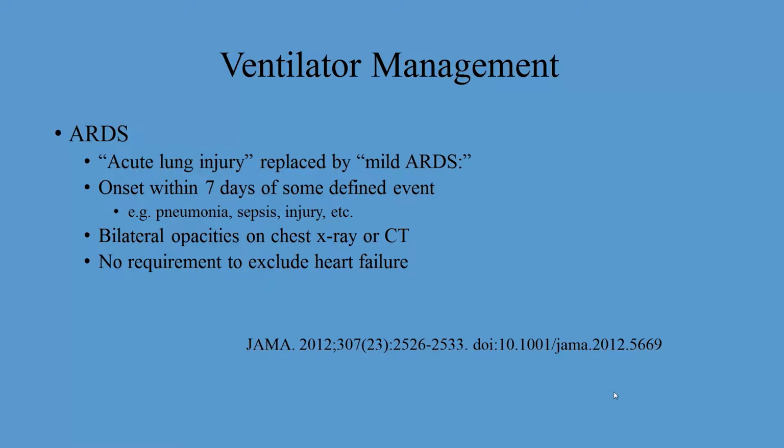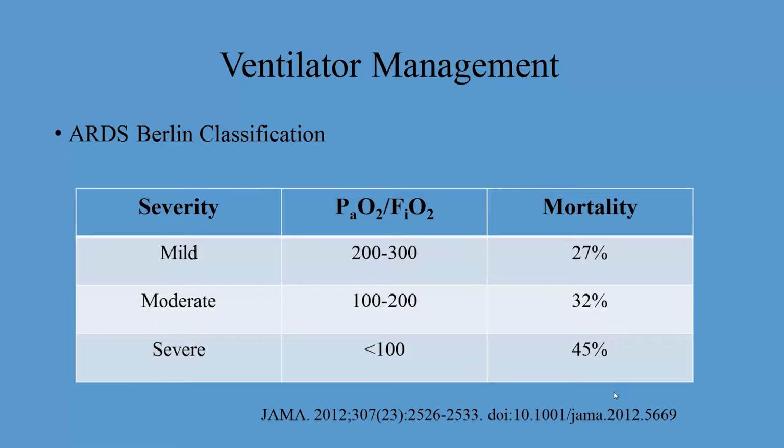The old definition of ARDS stated that we needed to exclude heart failure, but there is recognition that you could have heart failure and ARDS. So they said you don't have to exclude heart failure. The only time you really need to look for it is if you don't have some other explanation for your bilateral lung opacities. And they broke it down into mild, moderate, and severe, using the PO2-FiO2 ratio to distinguish between the three. And there you see the increasing mortality as the severity worsens.